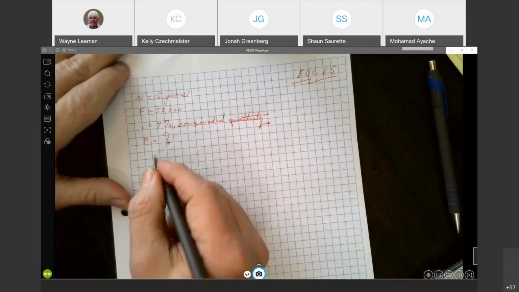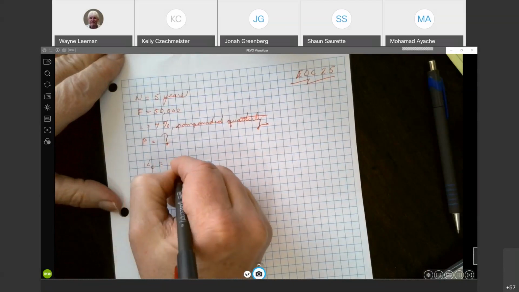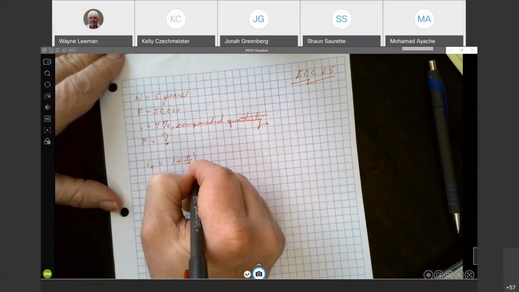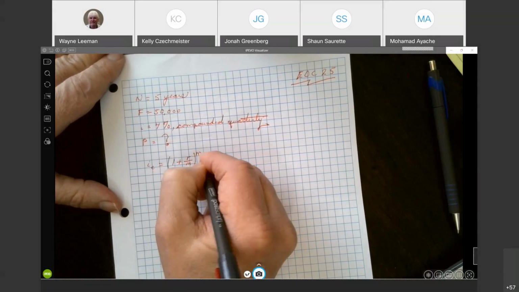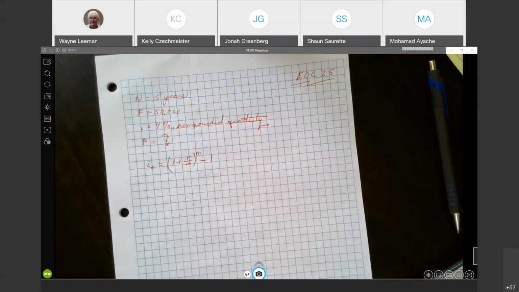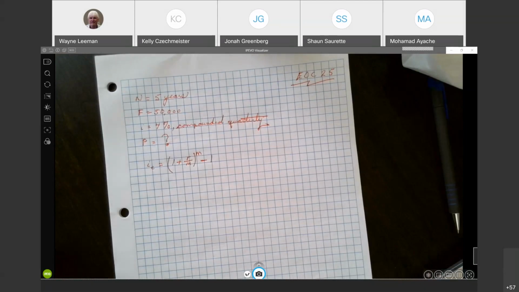So the effective interest rate is equal to 1 plus R, the nominal interest rate, over M, the number of compounding periods, all in brackets, to the power of M, minus 1. That formula is in the textbook, at the back cover, and it's part of your formula list, for lack of a better term, right now. So this will be available. You do not have to memorize formulas. They're given to you to begin with.